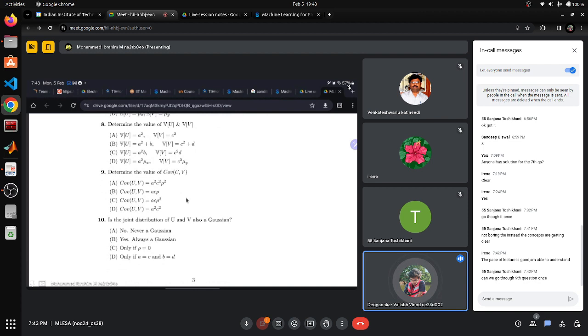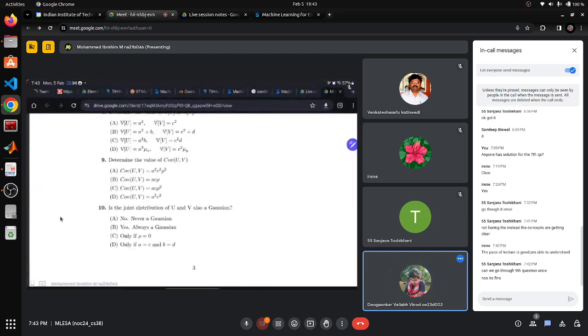So the 9th question is essentially asking us what is the covariance of this joint distribution u comma v. It's a bit more advanced, I would say, at this point. Should I still go through it? I guess no harm in going.